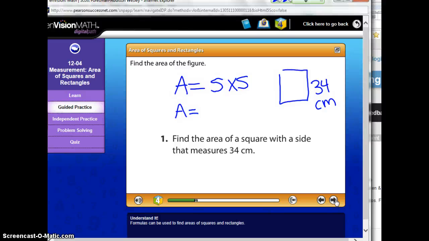Can anybody talk me through this and tell me what I'm going to do? I don't even need the answer yet. Just tell me what I should do. Caden? 34 centimeters times 34 centimeters. Okay, I'm waiting for an answer.